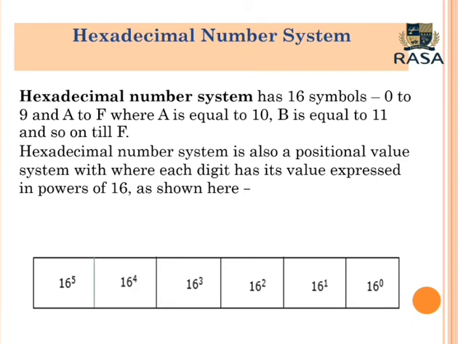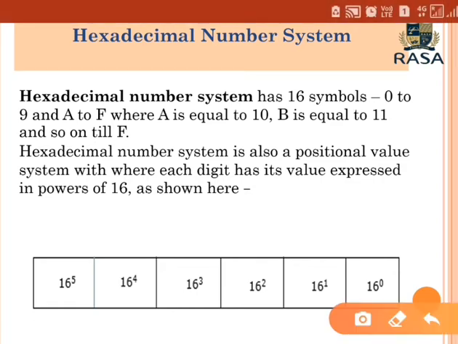Now we will learn hexadecimal number system. Hexadecimal number system क्या होता है? Hexadecimal number system has 16 symbols, 0 to 9 and A to F. अब इसमें नंबर भी आता है और इसमें अल्फ़ाबेट्स भी आते हैं. देखिए 0 to 9 and A to F, where A is equal to 10 and B is equal to 11 and so on till F. इस टाइप से हम आगे कैलकुलेशंस करते जाते हैं.